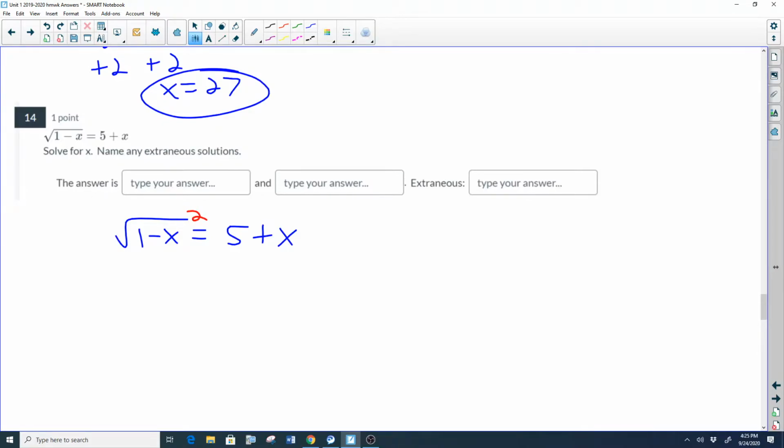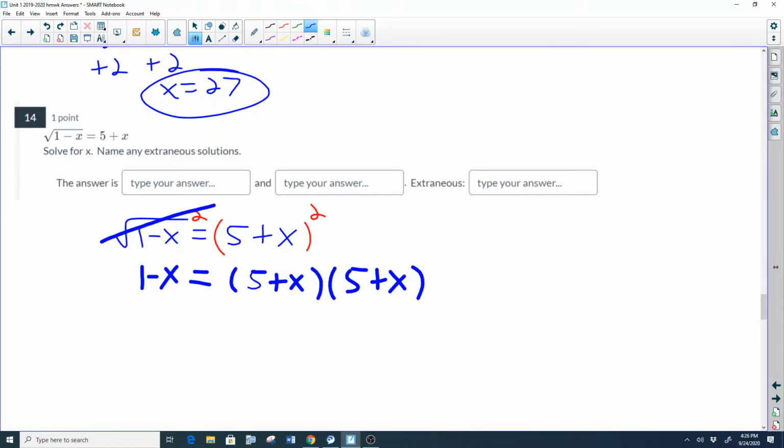Now remember, if you square one side, you have to square the complete other side. What do you mean, Newbold? This complete other side. So what I mean is that's going to get rid of that. So 1 minus x equals, right? The square gets rid of the radical. But now we have 5 plus x times 5 plus x.